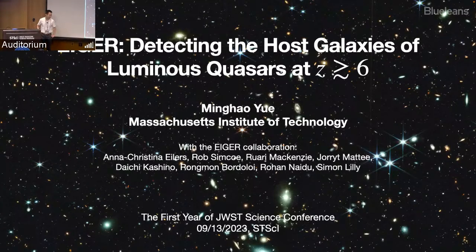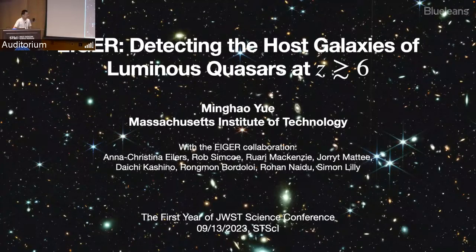So today, I'm very excited to get this chance to talk about some recent results from the EIGER project about redshift 6 quasar host galaxies. I would like to say a big thank you to the conference organizers for giving me this opportunity, as well as to everybody who has been working on JWST to make this fascinating telescope possible.